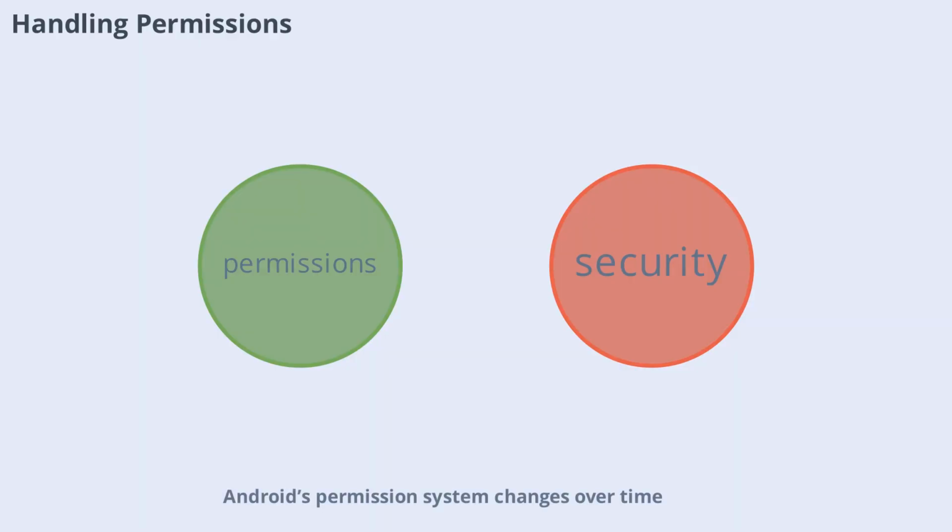Android's permission system changes over time. Always check for required permissions at runtime and handle cases where users deny access. This ensures your app remains functional and secure, regardless of the Android version.